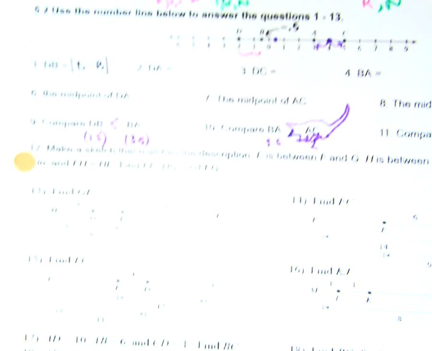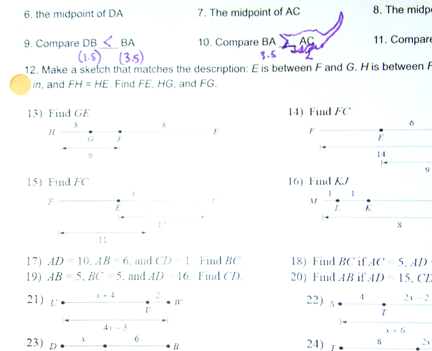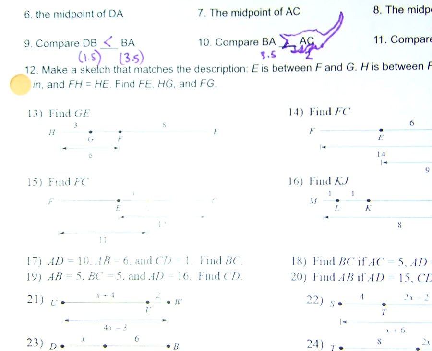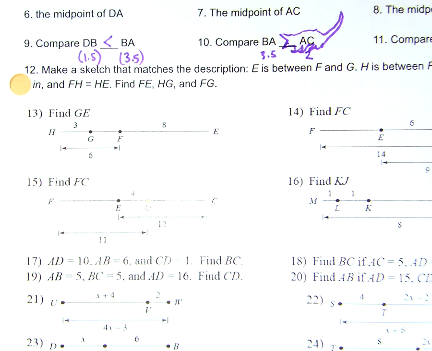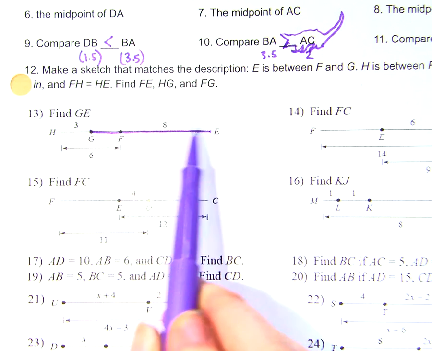Moving on to the next section, which I think you guys really did the best on. So I'm not just going to spend a ton of time here. So in this case, each piece, you're looking for the missing value. So, for example, in this one right here, we're looking for GE, which is all of this.